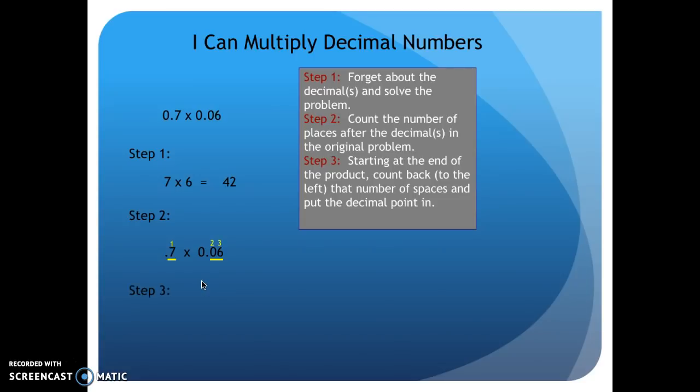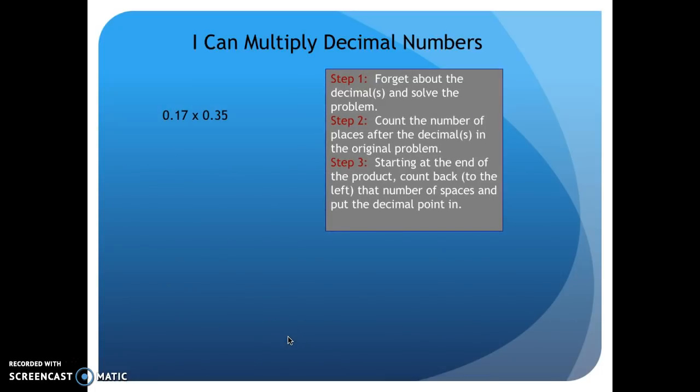So in step 3, I take my answer, which was 42, and now I need to count 3 places. 1, 2, 3. There's 1, there's 2, there's 3. So I'm going to need to put a 0 in there as a placeholder. So my answer ends up being 42 thousandths. Sorry, that's a little overlapped there.